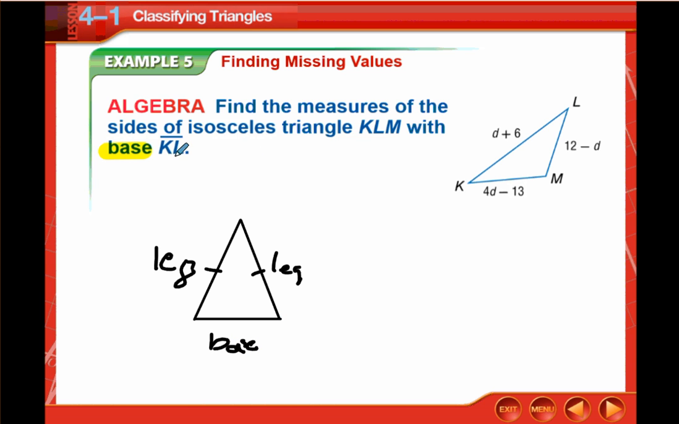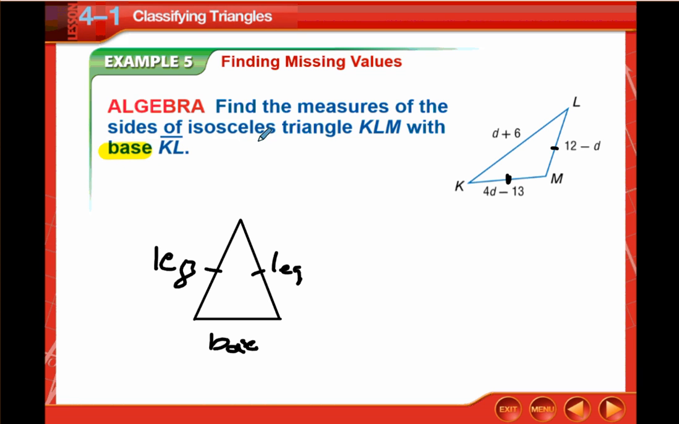So when it tells me that KL is the base, that's just kind of an indirect way of telling me KL is the side that's not one of the two congruent ones, which means that KM and LM are the two congruent ones. So it's just kind of a backwards way of telling you that important piece of information.